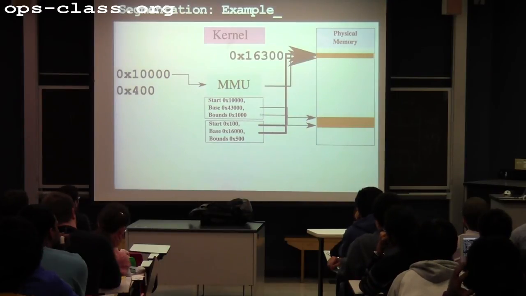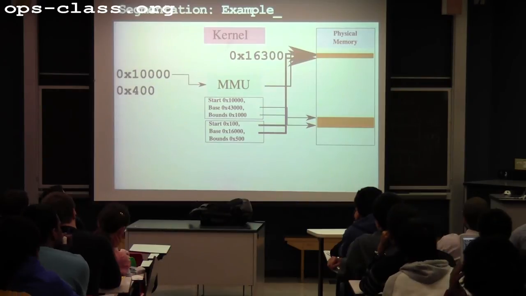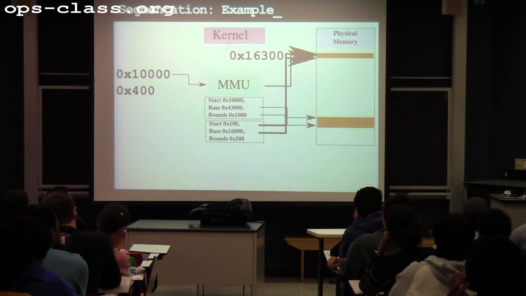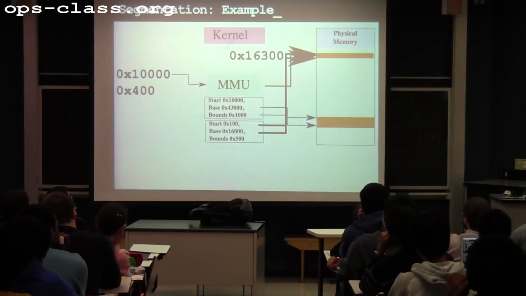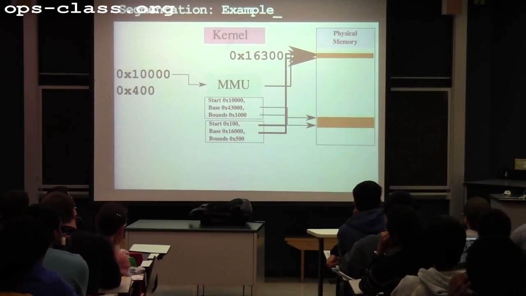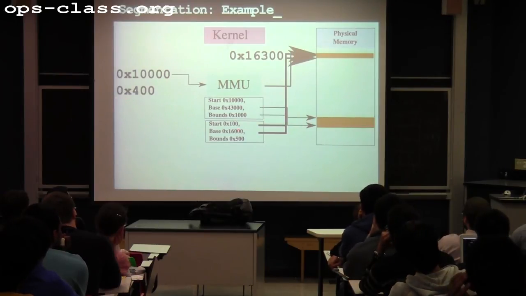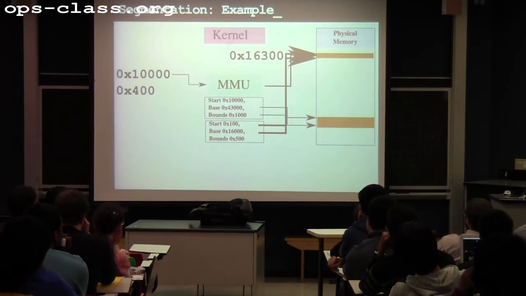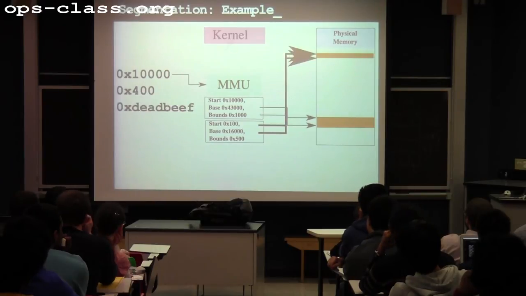Does everyone understand how this gets mapped? Is that actually correct? Yeah, it is. Right. So how did I do this, right? I just confused myself. I took 400. I subtracted 100. That gave me an offset of 300 into the segment. I added that to my base, and I'm up here, right?